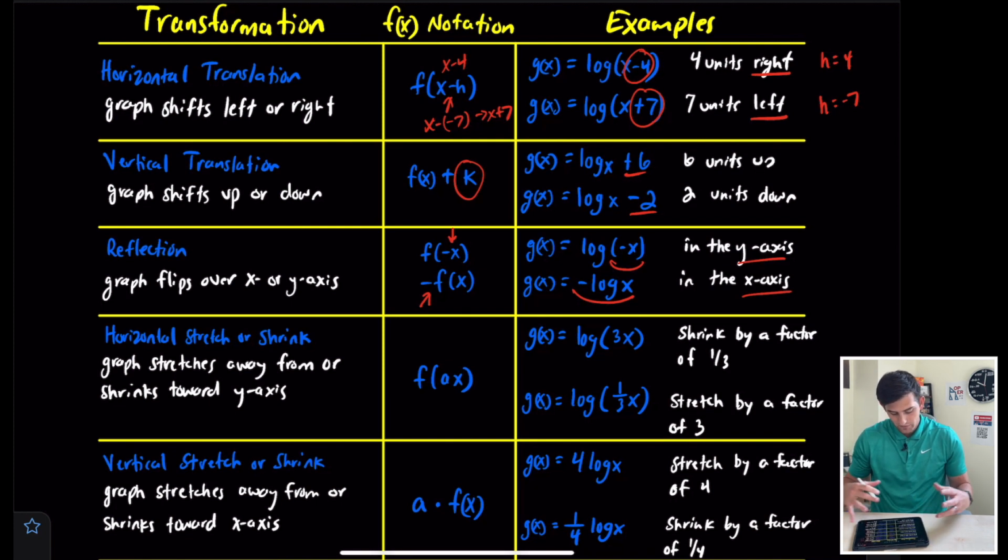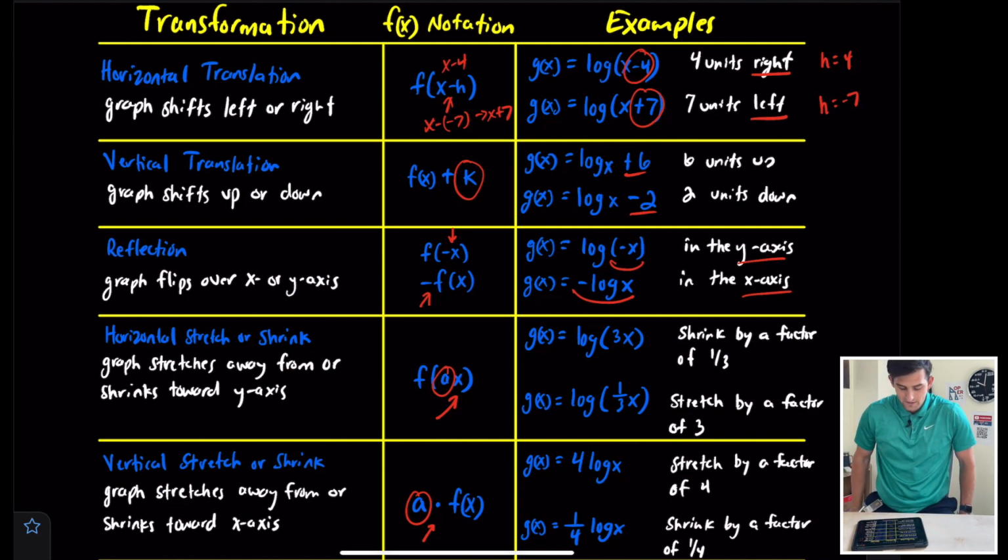Horizontal shrink and horizontal stretch. We're going to stretch away from or towards the y-axis. We use the variable a here. We also use a for vertical, so notice the placement of a. For horizontal, it is inside with x, and for vertical, it is outside, happening to f of x, right? Vertical, f of x, output, up and down. Horizontal, input, x, side to side, left and right.